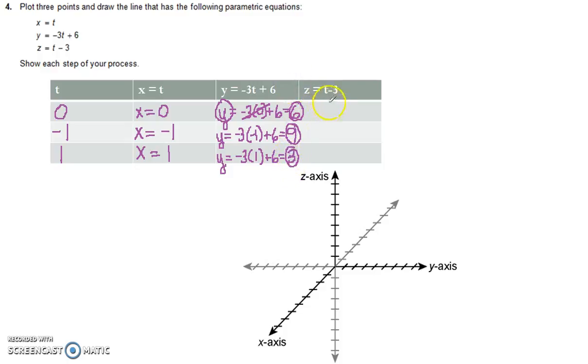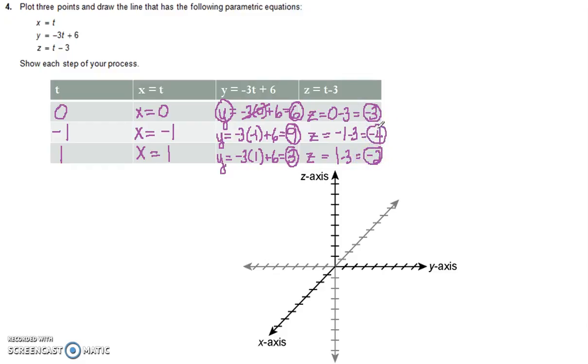All right, last column with z. Z equals 0 minus 3 would be our first row. 0 minus 3 is -3. Second row, if t is -1, we'd have -1 minus 3, which is -4. And then +1 minus 3, which is -2.